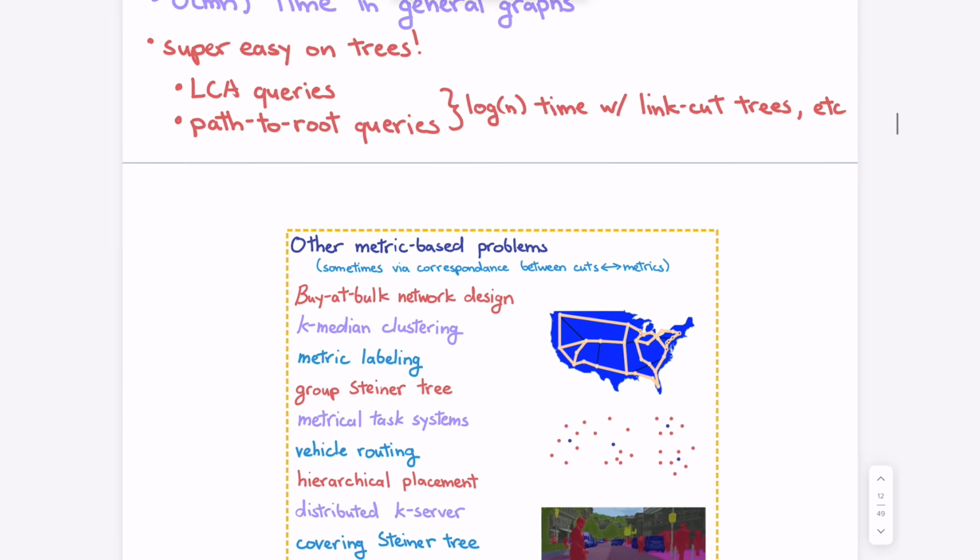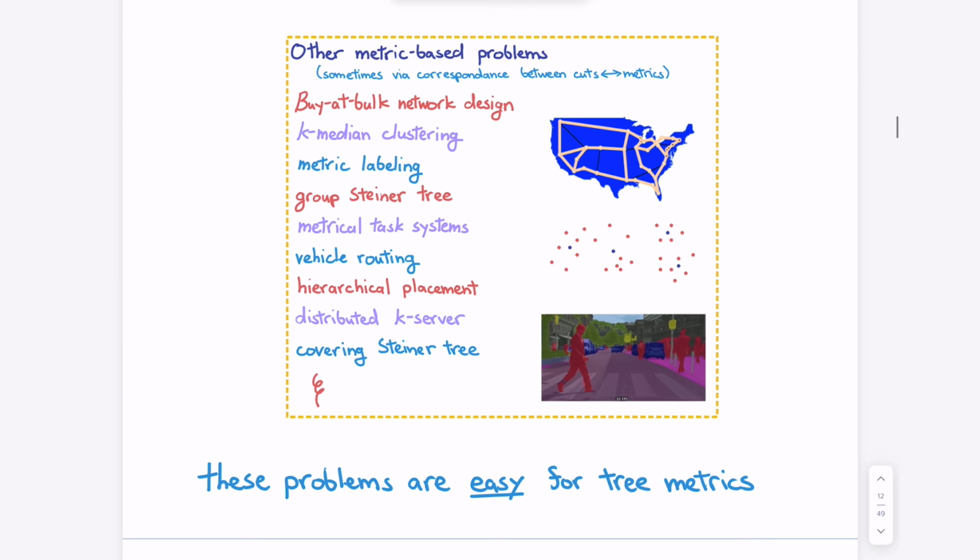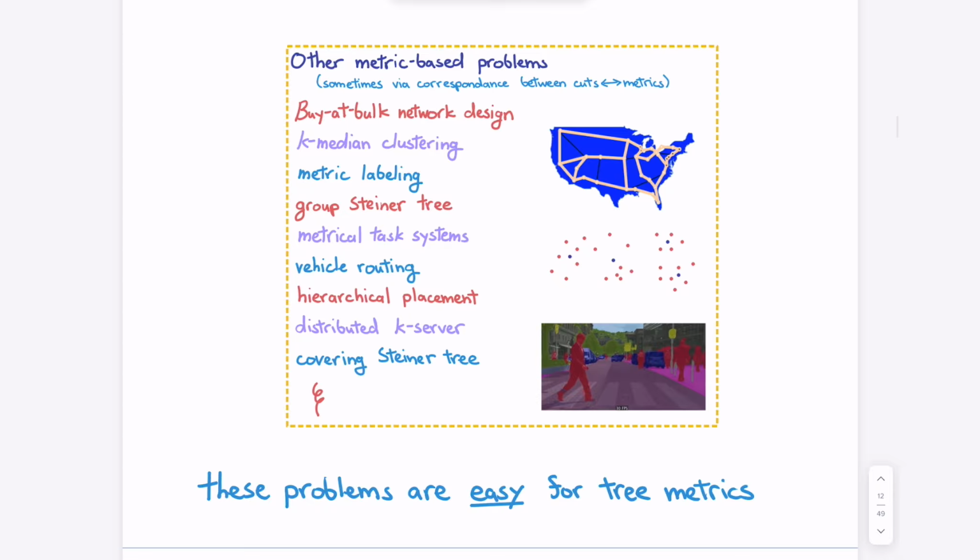Okay, good. So all these examples of problems I gave suddenly become very easy or easier on trees. So if you're trying to do k-median on a tree, then you can start thinking about just the edges to remove to separate the clusters and things like this, right? So there's all these strategies you can take on a tree that you wouldn't be able to do in a more general metric.